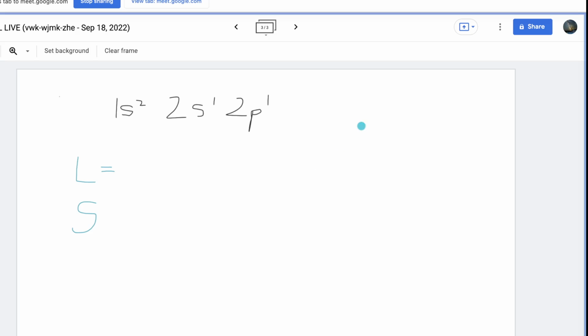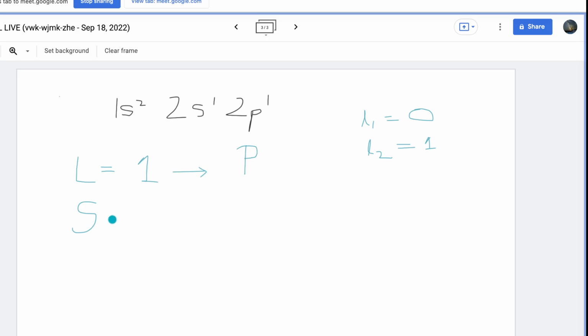Okay, so my ml, or I can say L1 value, will be, for s orbital, 0. Okay, and for p orbital, let's say L2, it will be, p orbital starts from +1, so it will be 1. Okay, so the capital L value will be the summation of L1 and L2. It will give me capital L equal to 1. So this will correspond to the term P, capital P.